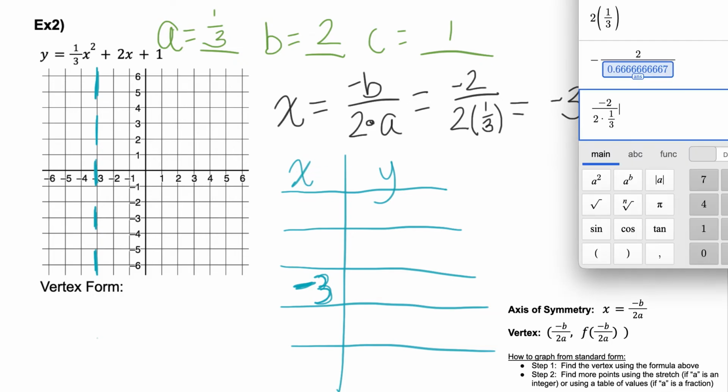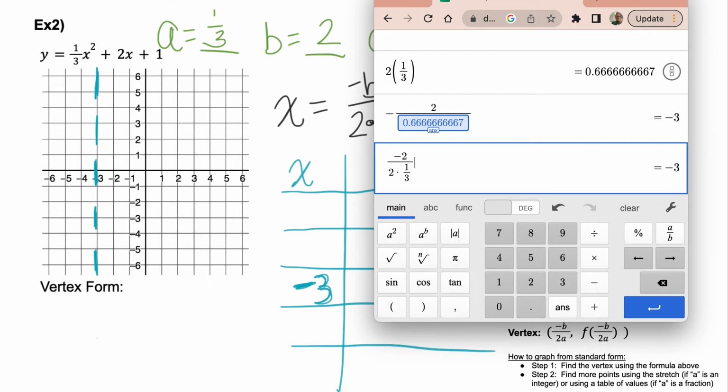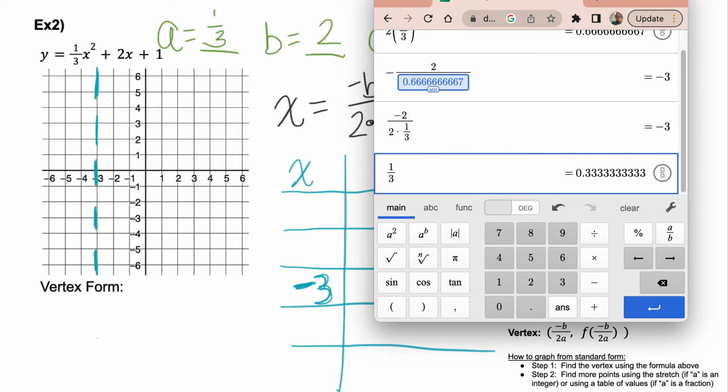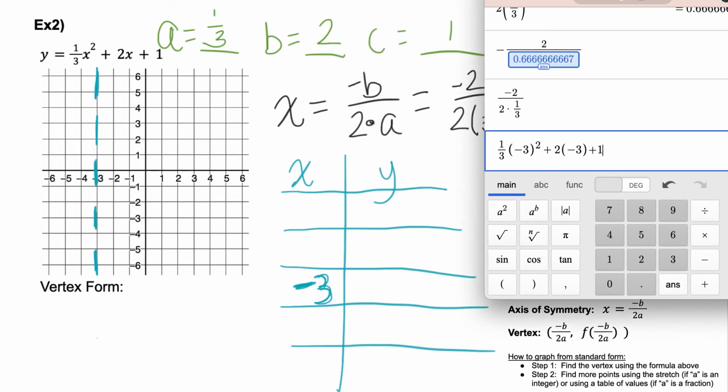So pull the calculator over, this is just the Desmos scientific calculator, and I'm going to type in the whole function, so 1/3, but when I get to the x, I'm going to put my -3 there in the parentheses. Make sure you do that or your calculator will give you the wrong answer. And then I'm going to do +2 times -3 plus 1, -2. Okay, so that means that when x is -3, y is -2.